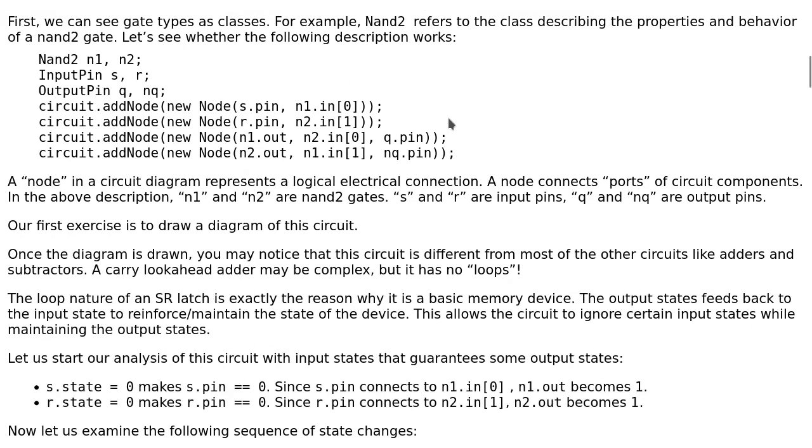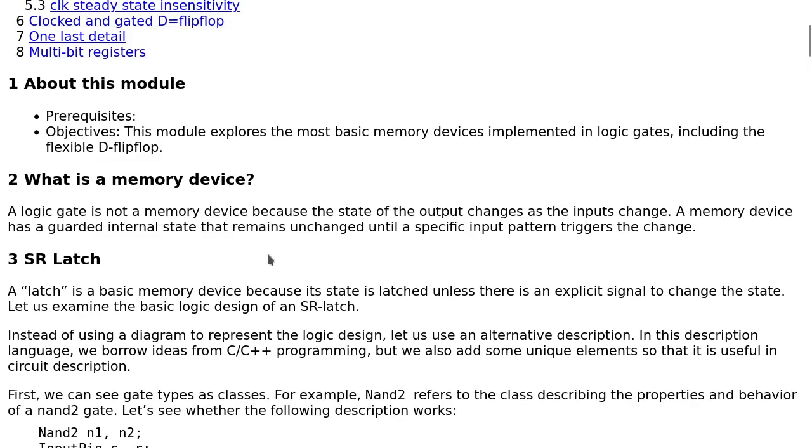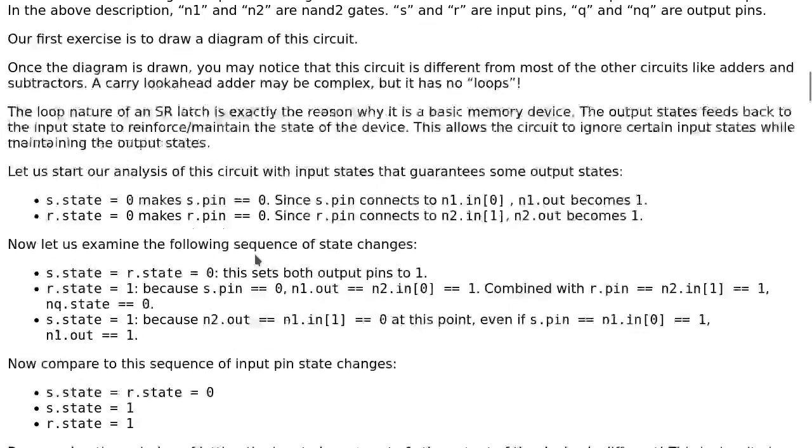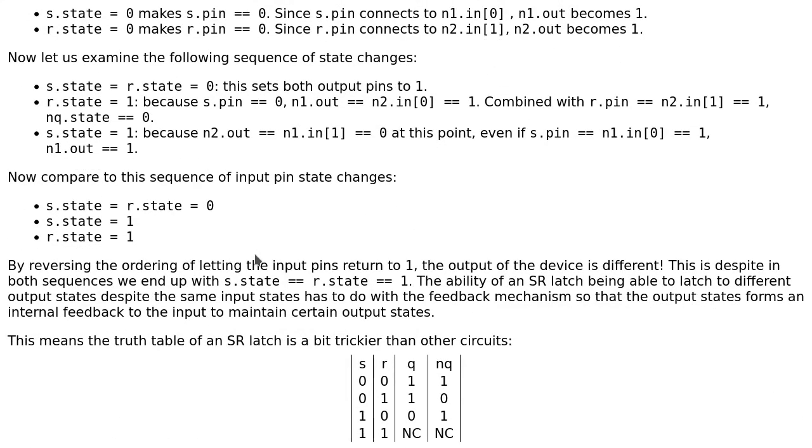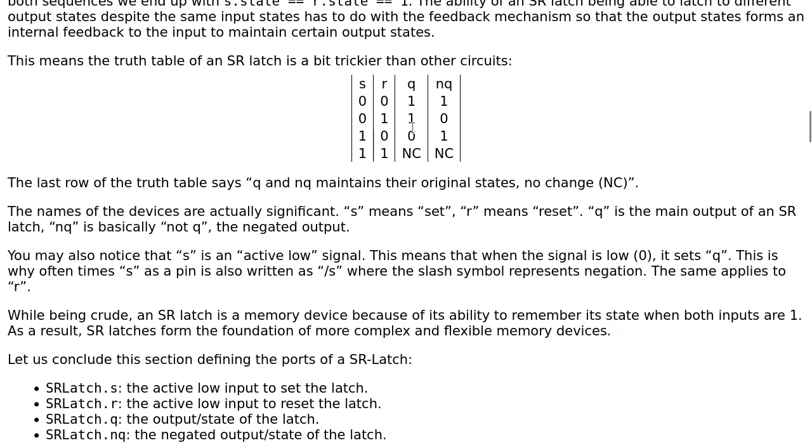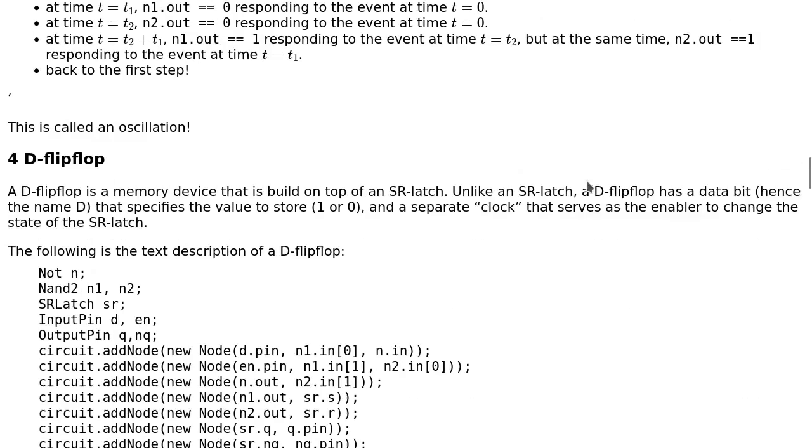So we are basically done with the SR latch discussion. And this is just basically doing the same thing, except it is a very boring way of using just text to describe the whole thing. And this is the table. NC stands for no change, which is also described in the text itself. So we are done with the SR latch.